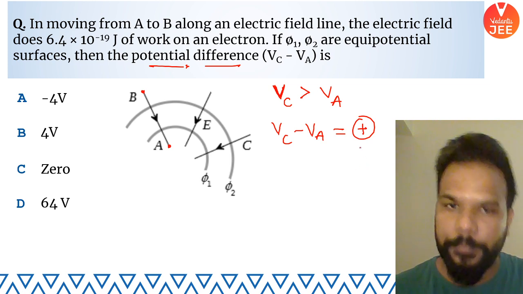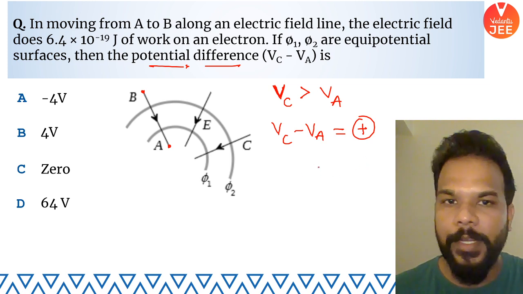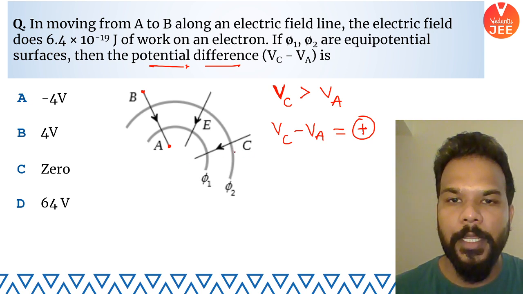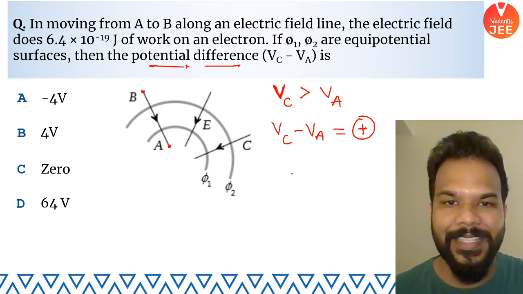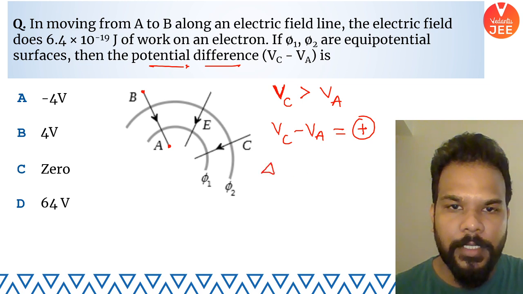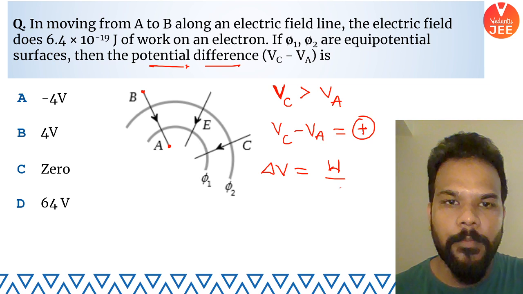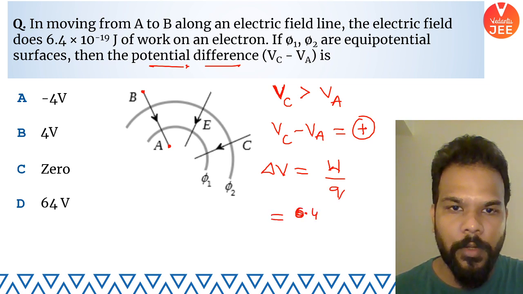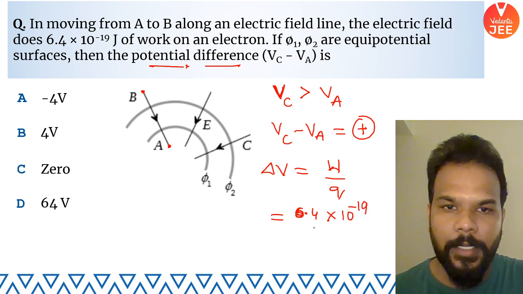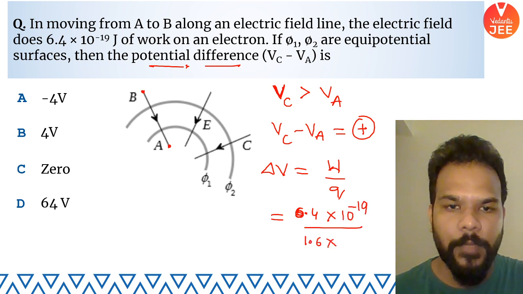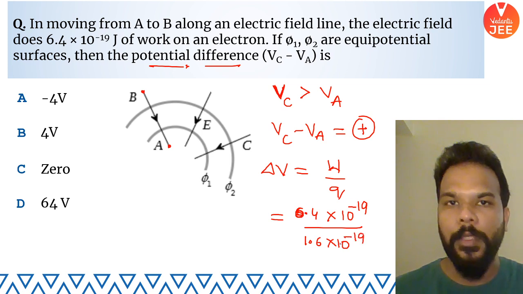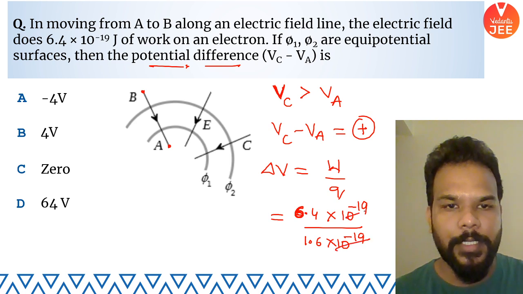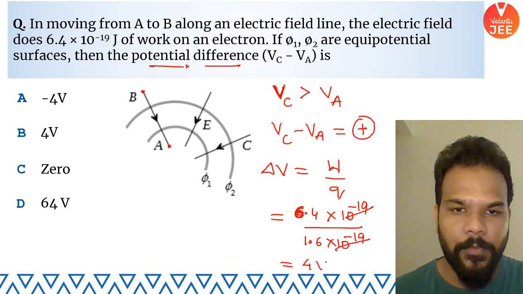Okay, so all we have to do now is find out the value of work done per unit charge if I take the charged particle from surface C to surface A. So let's do that. This delta V is going to be work done per unit charge. How much is the work done? It is 6.4 into 10 to the power minus 19, and the charge is the charge of the electron, because that's the particle which has been taken from one point to another. So this gets cancelled and we get the answer as 4 volt.